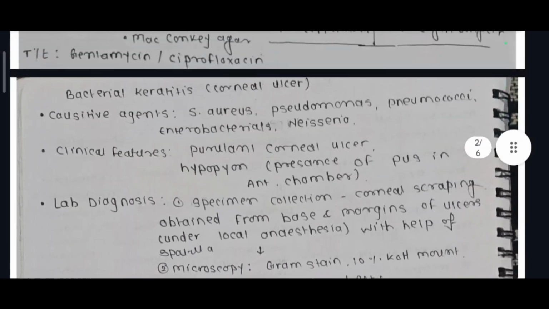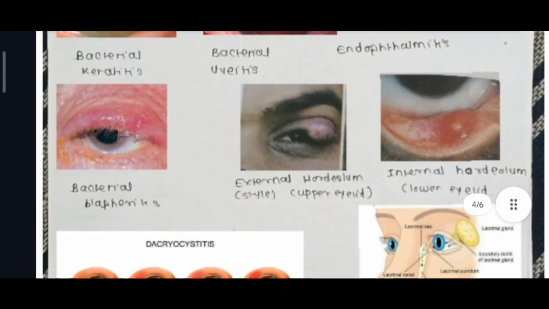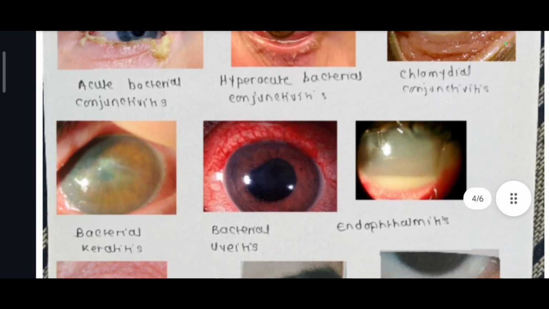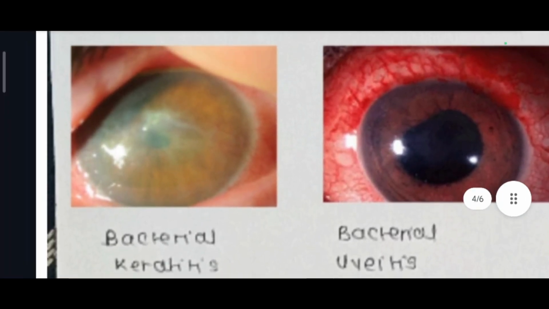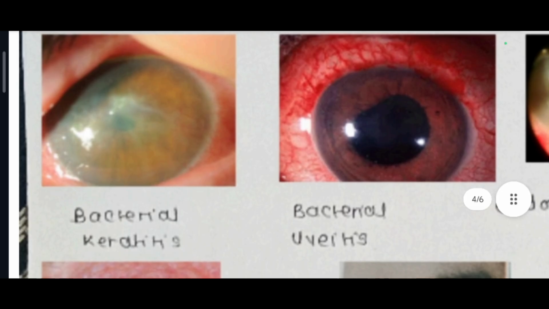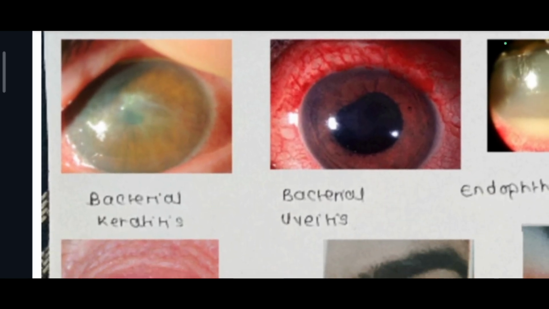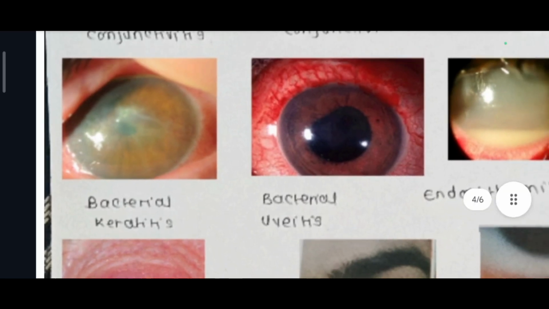So let's see how bacterial keratitis looks. Here we can see this is the bacterial keratitis. Let's zoom in. This is bacterial keratitis, which is an ulcer of the cornea. That's why corneal transparency gets reduced, and that's why pus is produced in the anterior chamber. So this is the bacterial keratitis.